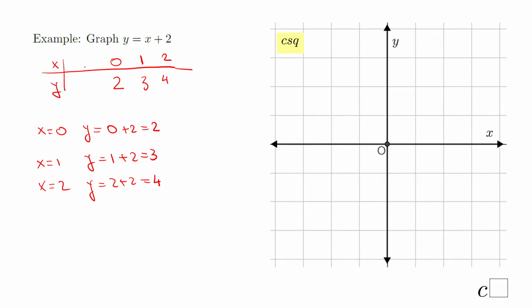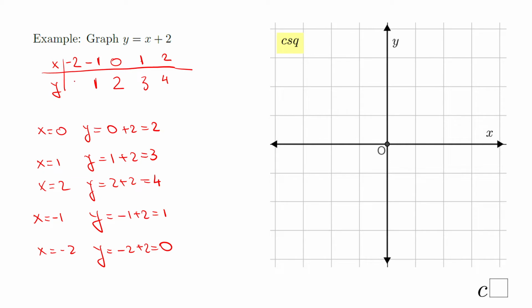And I'm going to get 2 negative values, negative 1. And we get y equals negative 1 plus 2, which is 1. And obviously negative 2. And we have y equals negative 2 plus 2, which is 0.